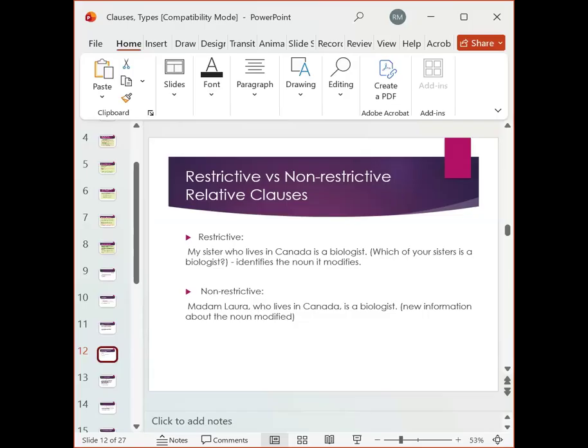Can you hear me? Yes, madam, we can hear you. Yes, madam. All right. Do you have any question about the difference between restrictive and non-restrictive? Okay. Since you don't have any question, we'll continue.